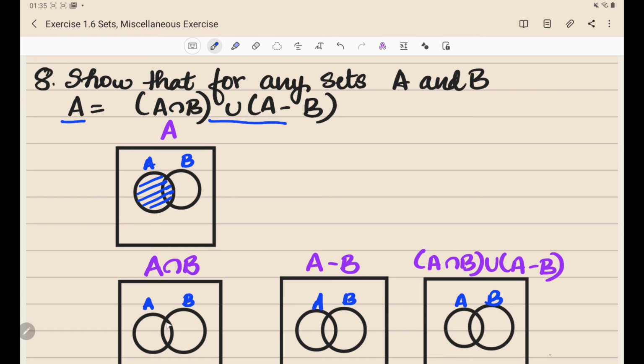So what is A intersection B? A intersection B is this portion, right? Again, what is A minus B? X belongs to A and X does not belong to B. That is this region, right? So if you take the union of that, what would it be? The complete set A. Now compare both your answers. You have proved that LHS is equal to RHS, and hence this statement is valid.